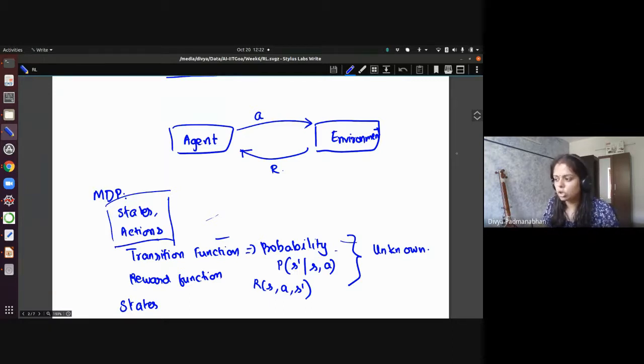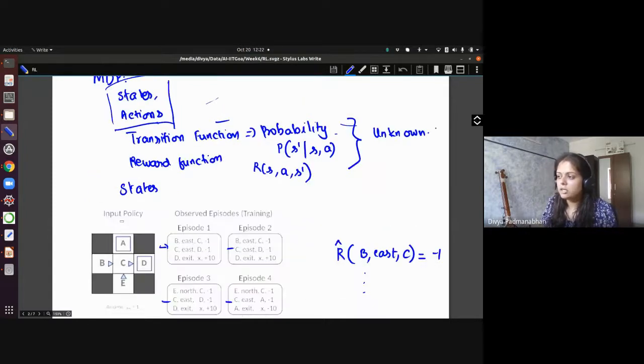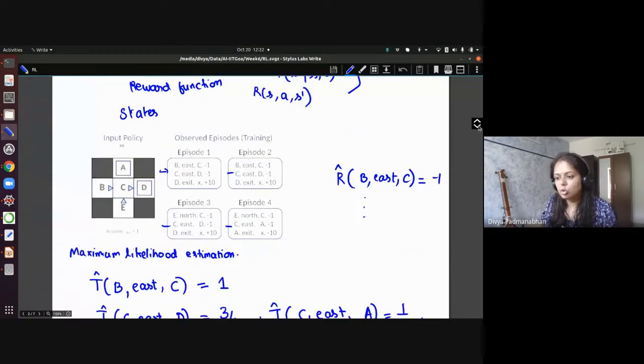So the immediate reward you get when you take an action A from a state S, and if you land up at S dash, is R(S, A, S dash), and at the next point of time, what you're going to get is discounted by gamma. There's a gamma factor which comes in, and it goes on and on.